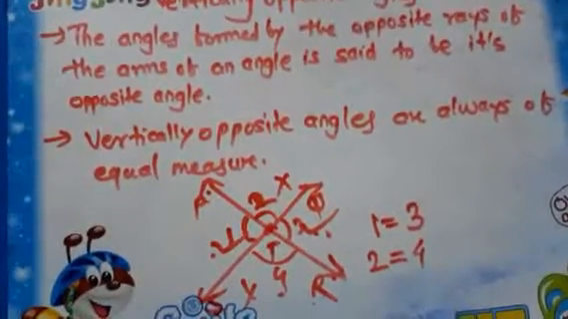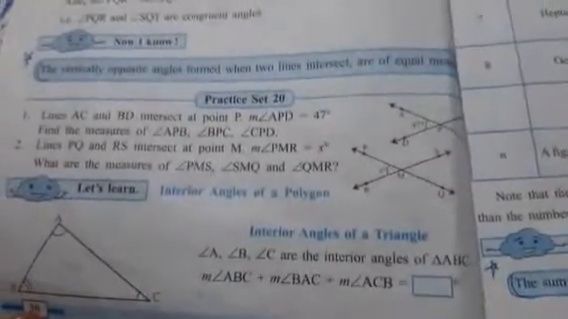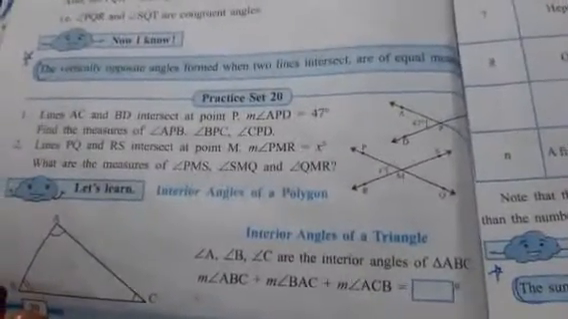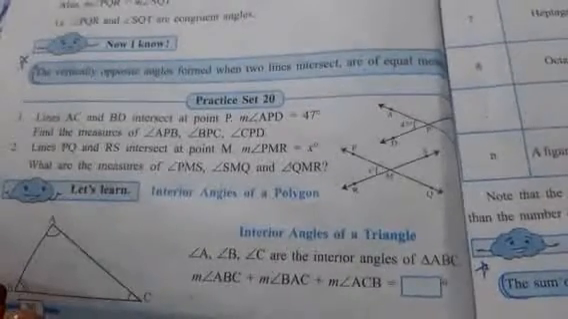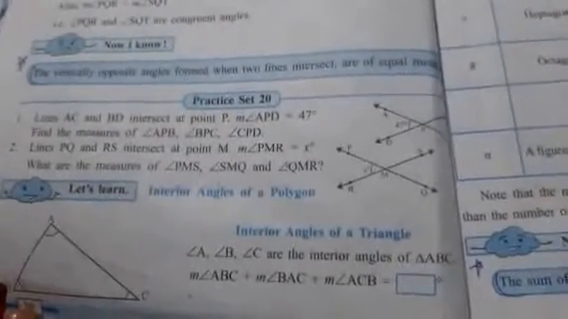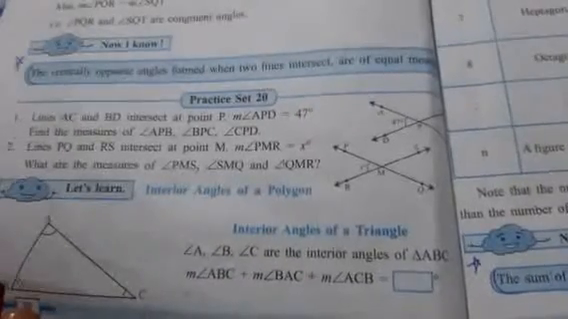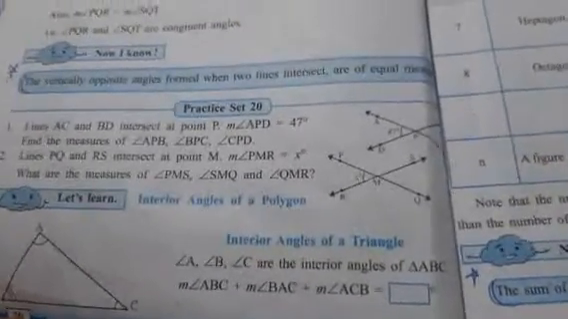With the help of this, we will solve practice set 20. See the first question. Lines AC and BD intersect at point P. Measure of angle APD is equal to 47 degrees. Find the measures of angles APB, BPC and CPD.